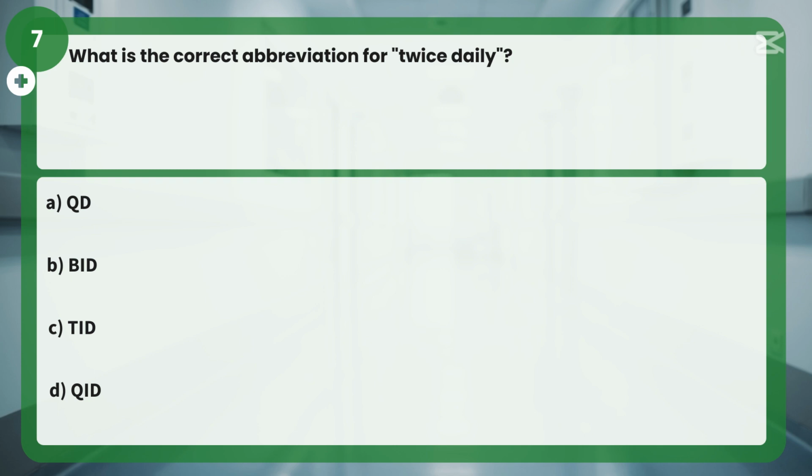Question 7. What is the correct abbreviation for twice daily? A. QD. B. BID. C. TID. D. QID.